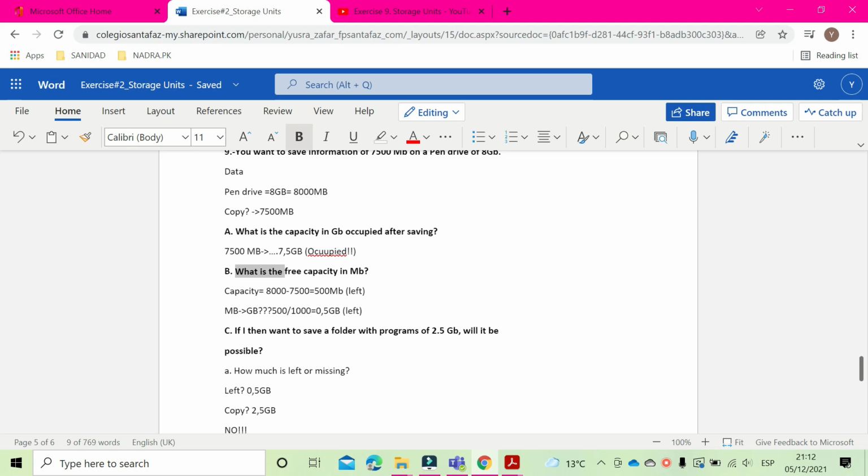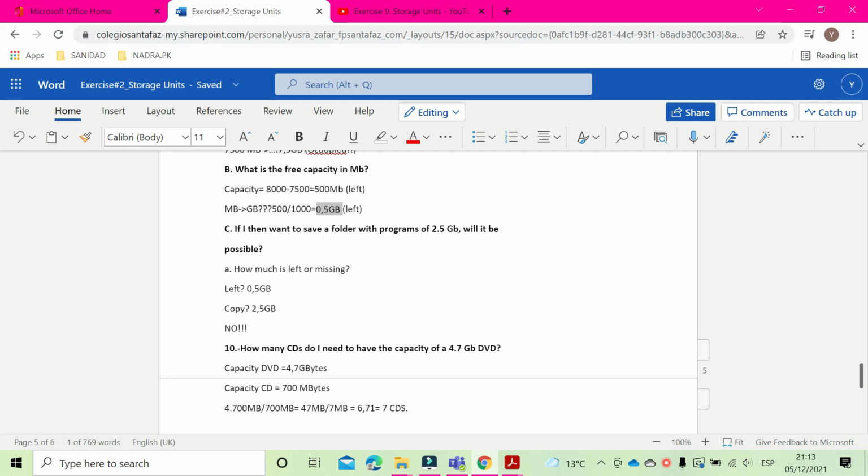Then what is the free capacity in megabytes? The capacity is equal to 8000 minus 7500, which is equal to 500 megabytes. It means that the remaining capacity is 500 megabytes. And dividing 500 by 1000 is equal to 0.5 gigabytes left. This is in megabytes and this in gigabytes, the space that they have left.